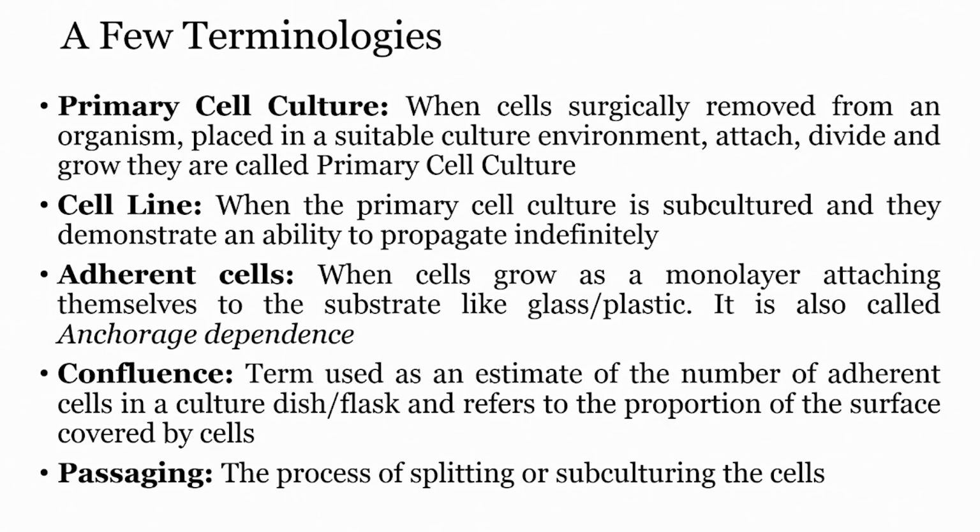What is confluence? It is a term used as an estimate of the number of adherent cells in a culture dish or flask, and refers to the proportion of the surface covered by cells. Passaging, the process of splitting or subculturing the cells, is called passaging, right.